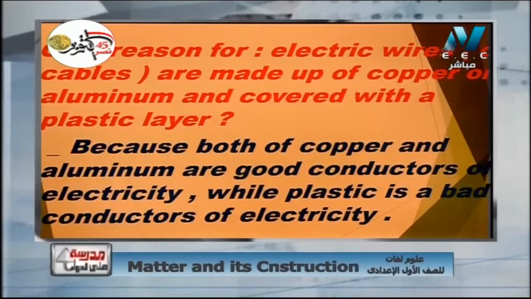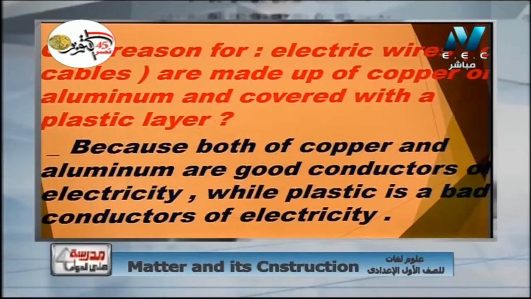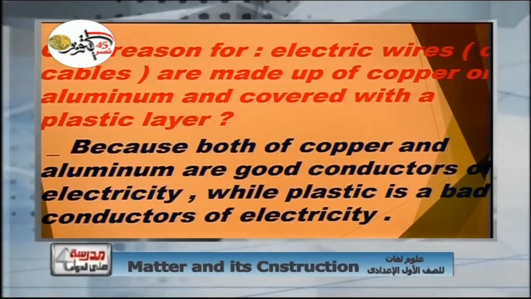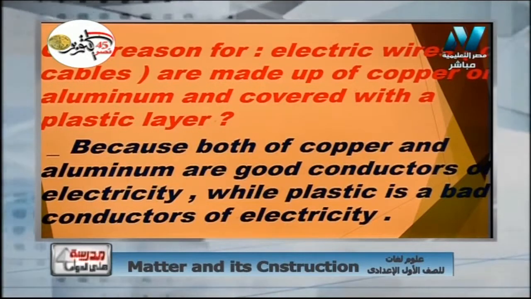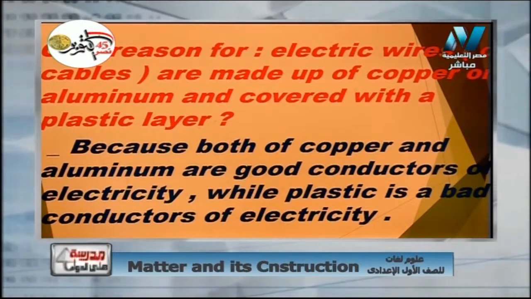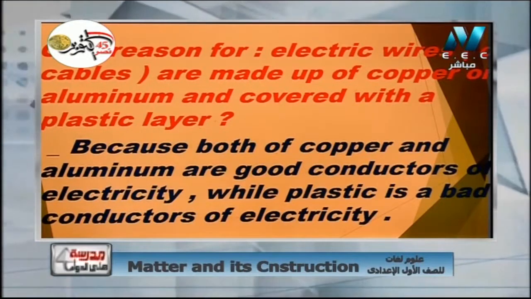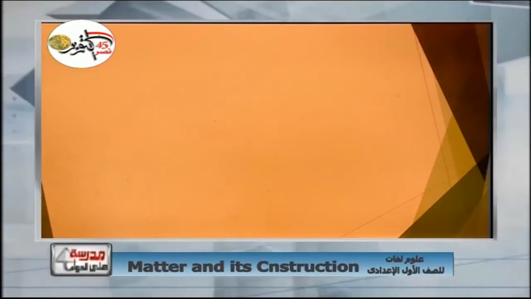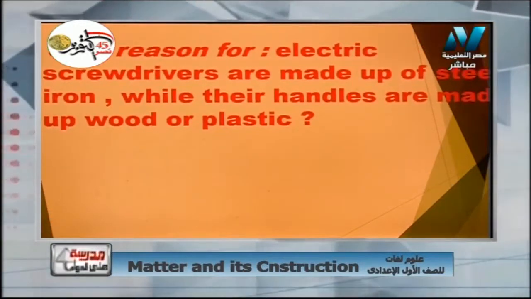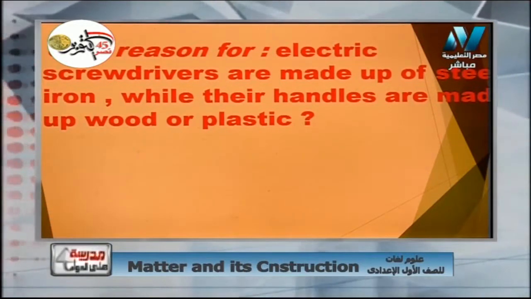The question is: give reason for electric wires or cables being made up of copper or aluminum and covered with a plastic layer. Because both copper and aluminum are good conductors of electricity, while plastic is a bad conductor of electricity.